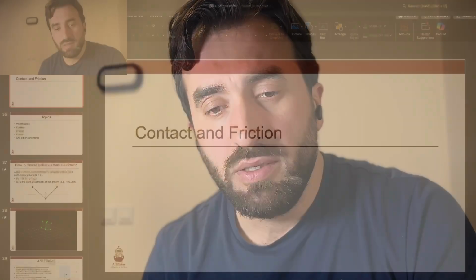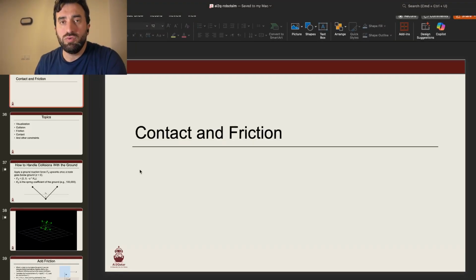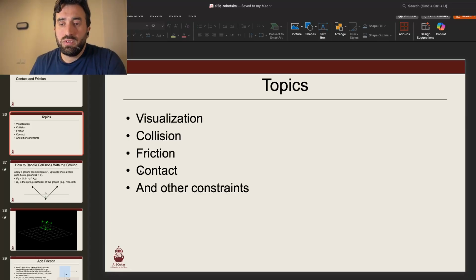So we are talking about the main forces. There are some detailed forces that we skip for the purpose of getting things right and being practical. We're going to talk about the main forces involved in simulating a robot, and if you have taken high school physics, a lot of this sounds familiar. Contact and friction are some major points that I am going to talk about today. We'll talk about visualization, collision, friction, contact, and some other constraints quickly in this video.